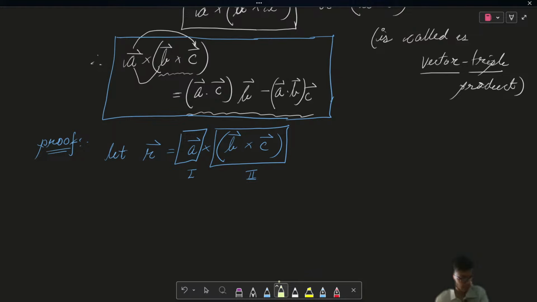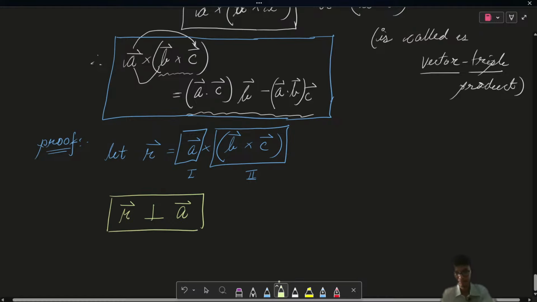Now if I have this result, which is basically given as A cross B cross C, then B cross C can be assumed to be another vector and A vector is present as it is, so it is just a cross product of two vectors. Since it is a cross product, we have already seen that whenever we perform a cross product, the result is perpendicular to the individual vectors, right?